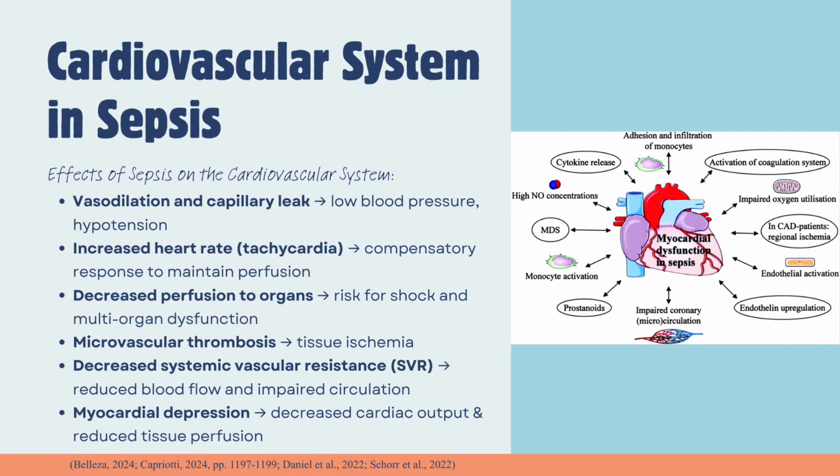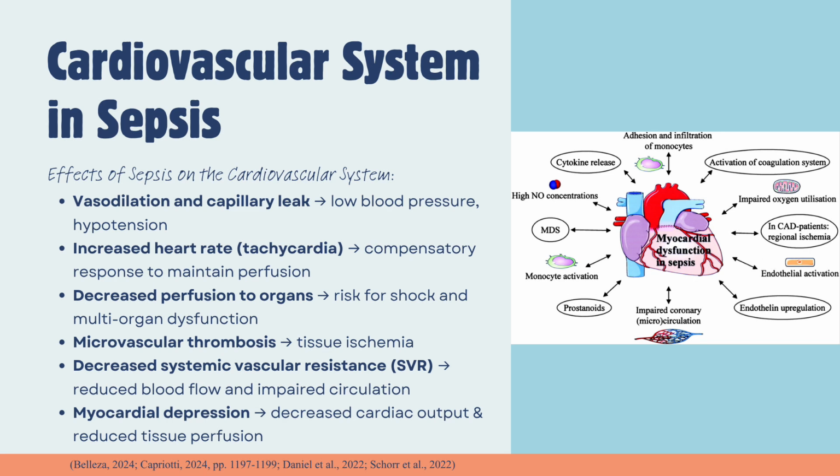In sepsis, the cardiovascular system is significantly affected due to systemic inflammation and vascular dysfunction. Vasodilation and capillary leak cause a drop in vascular tone and fluid loss from the intravascular space, which leads to hypotension and decreased blood pressure. As a compensatory response, the heart rate increases, resulting in tachycardia in an attempt to maintain adequate tissue perfusion.